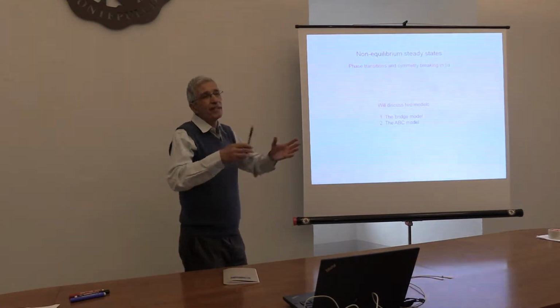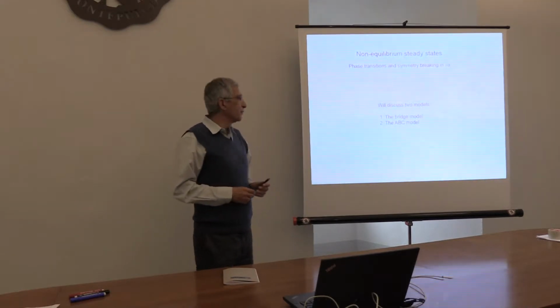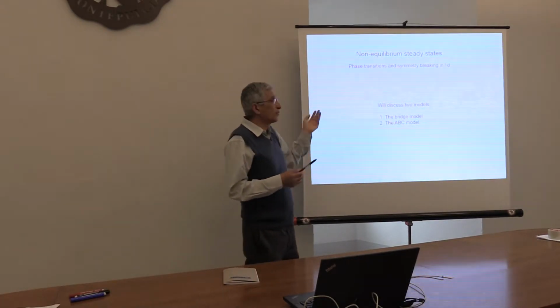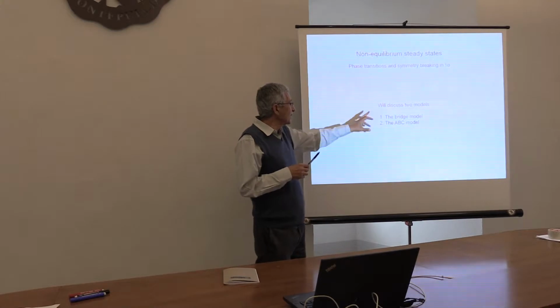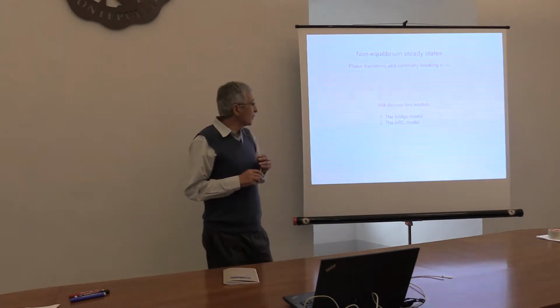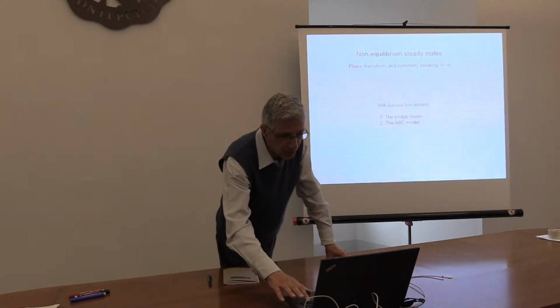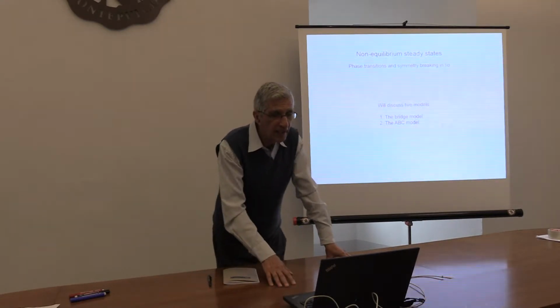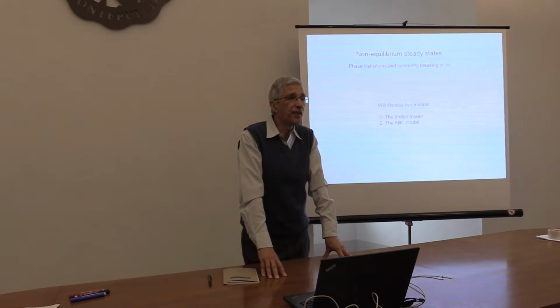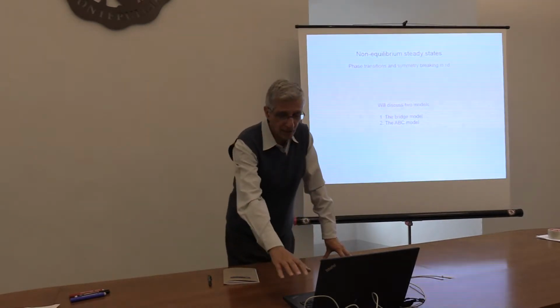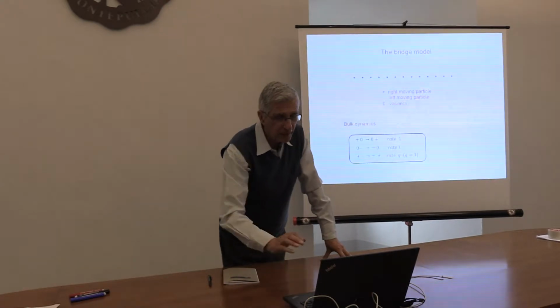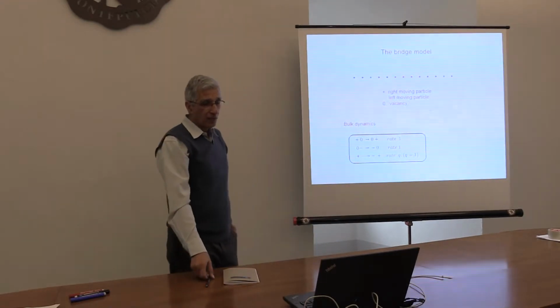There are many setups you can do it with. I choose to do it with two models that I like. One is the bridge model, and the other one is the ABC model. So let's see, I will discuss one of them or both or whatever. So how to get a phase transition in one dimension in a non-equilibrium steady state? That's the issue. Okay, what is the bridge model?